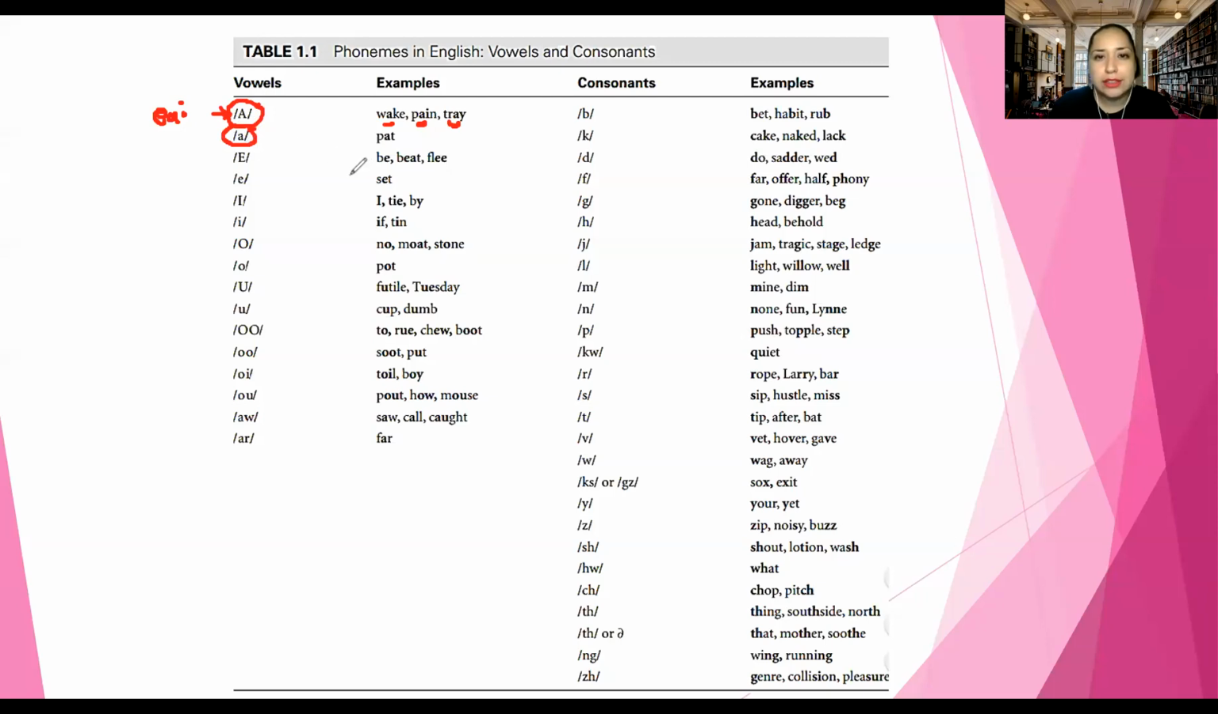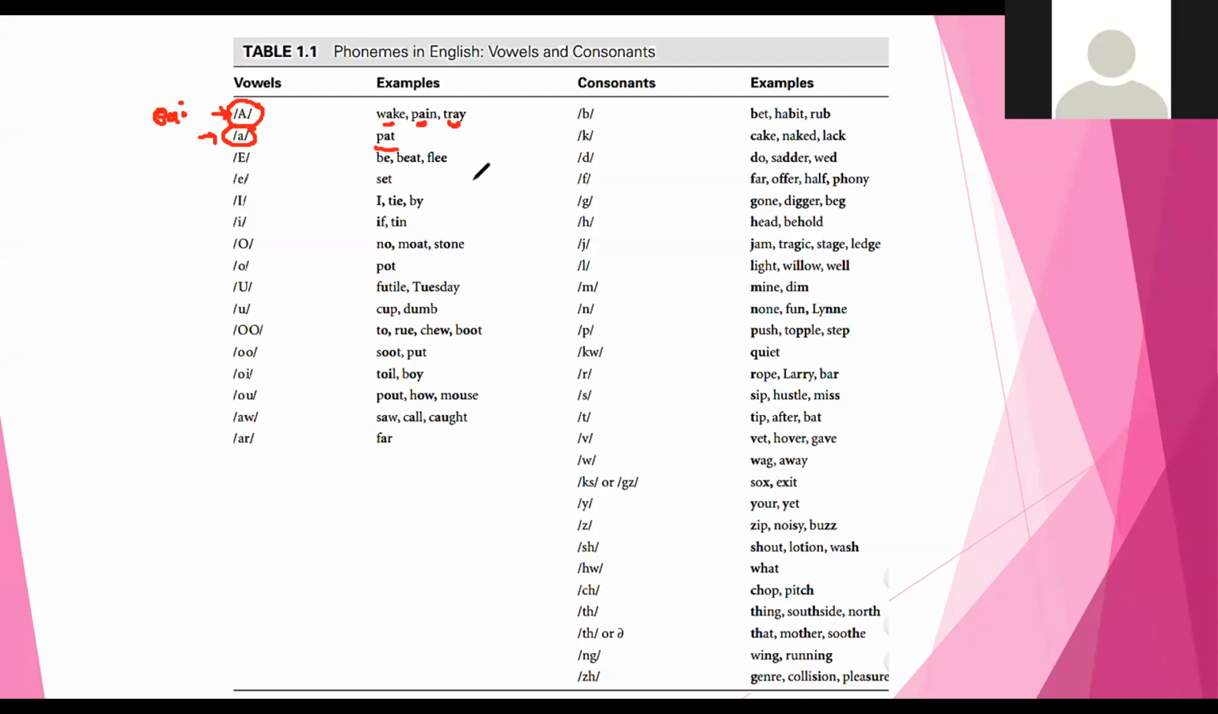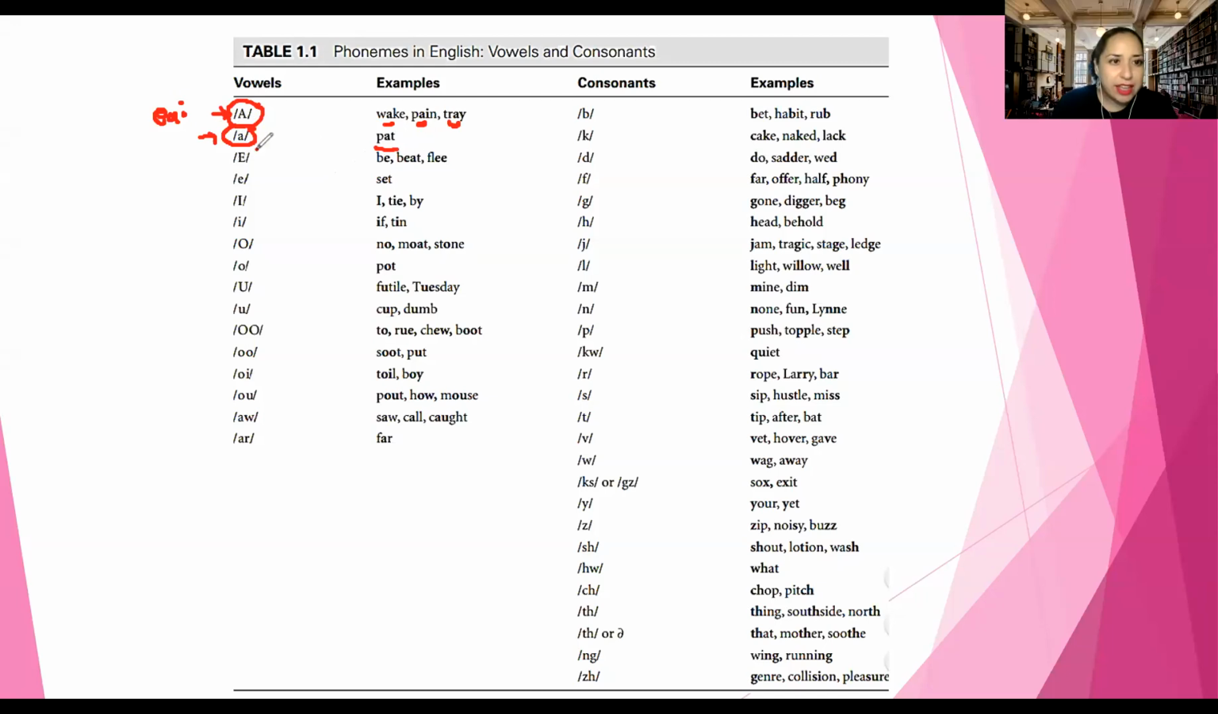It's the sound of ah. Can you say it? Ah. Yeah, don't laugh. You need to practice. So for example, hot. So that's the sound. Ah, pat. Then we have, Pat.